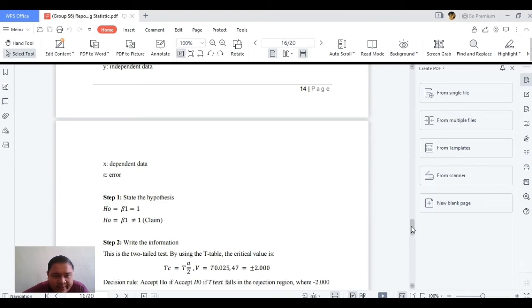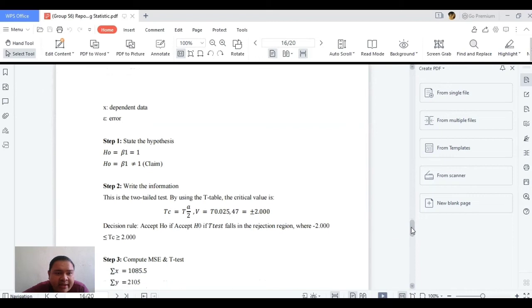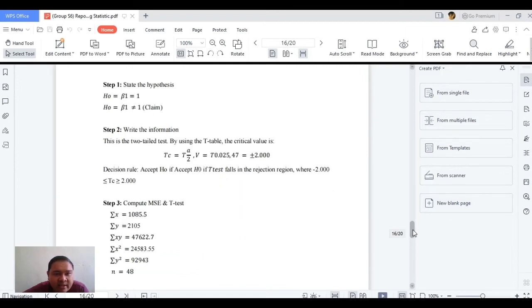For step 1, state the hypothesis. H0: beta 1 equals 1, and H1: beta 1 is not equal to 1. This is the claim. Write the information. This is a two-tailed test.